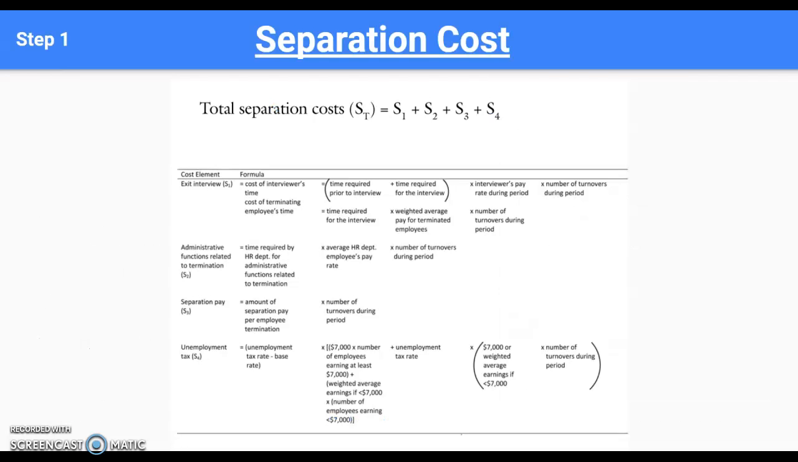First, separation cost. To determine the separation cost, you must use the formula S1 plus S2 plus S3 plus S4. We develop these through the cost elements: exit interview, which is S1, administration function related to termination, S2, separation pay, S3, and unemployment tax, S4. By using the appropriate formulas that you see on the screen, we will develop those cost elements, which will give us our total cost of separation.